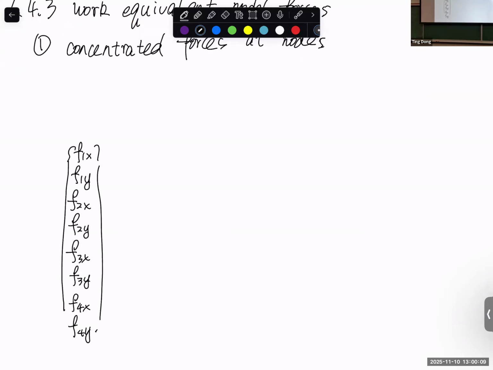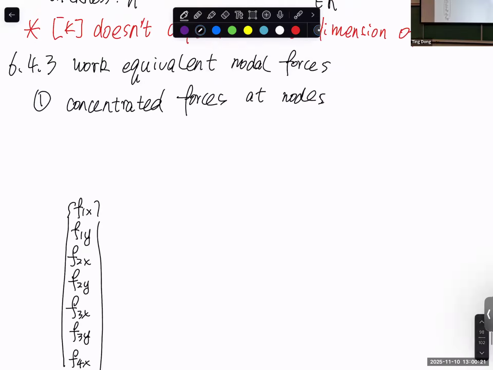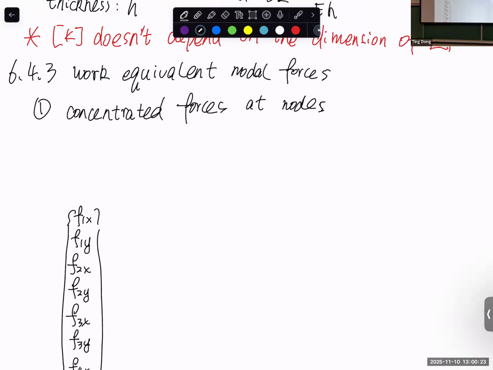And of course, in a real situation, if there is a concentrated force applied at a certain point, you need to make that point a node. Otherwise, there's no way you can put it in the equation to calculate. The second situation, of course, we talked about in the CST element, is the distributive force over the edge.